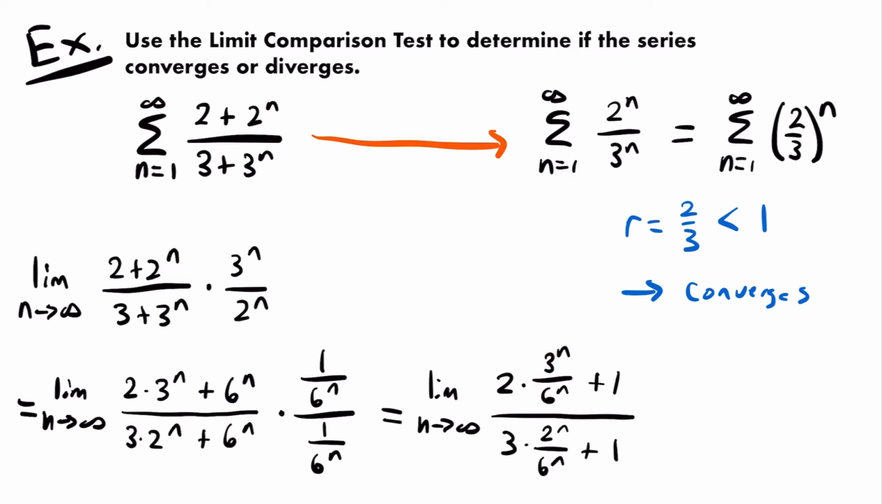So we would have 1/2 to the power of n. So I'm just going to rewrite that to be 1/2 to the power of n. And 2 divided by 6 is 1/3. So this is just going to be 1/3 to the power of n.